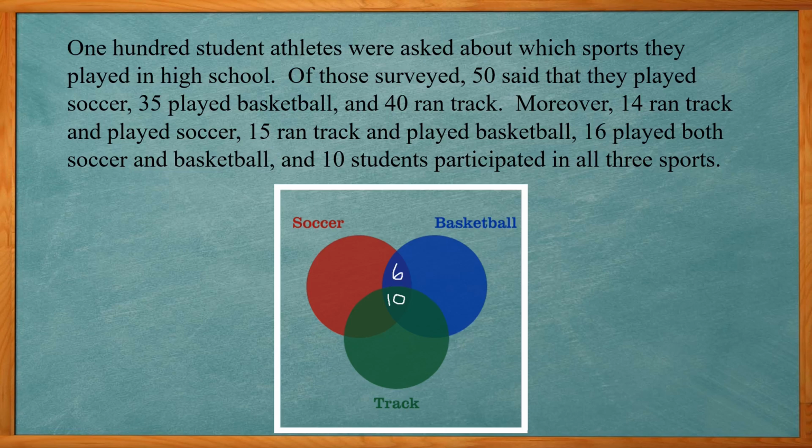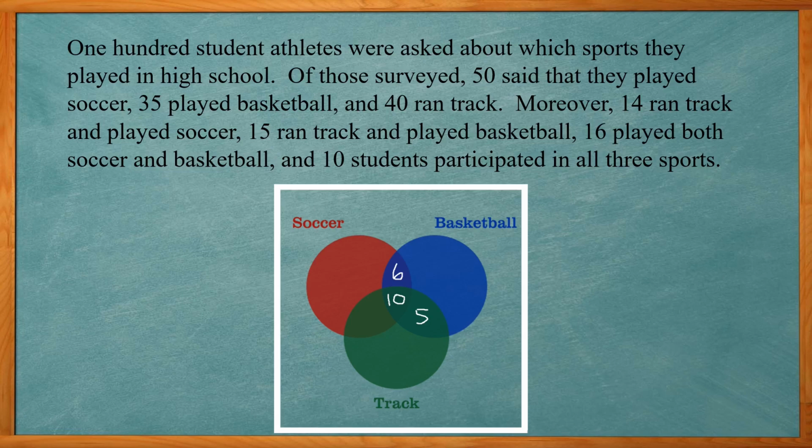Alright, now we go to 15 ran track and played basketball. Okay, so track and basketball, the blue and the green where they intersect. We already have 10 in there. So it's going to be 15 minus 10, or 5. Okay, so there's 15 people who played track and basketball, and 10 of them did all 3 sports.